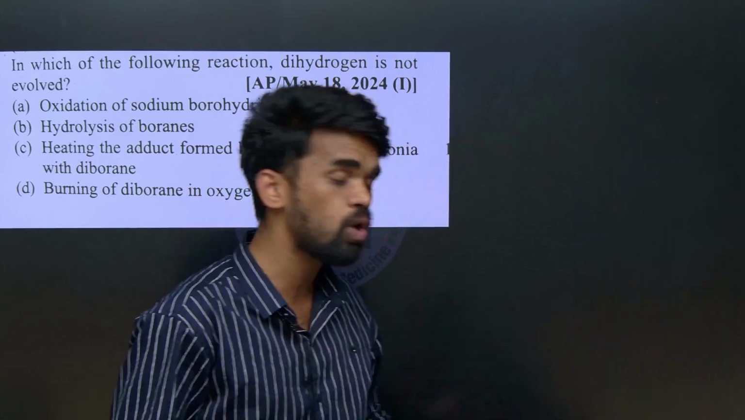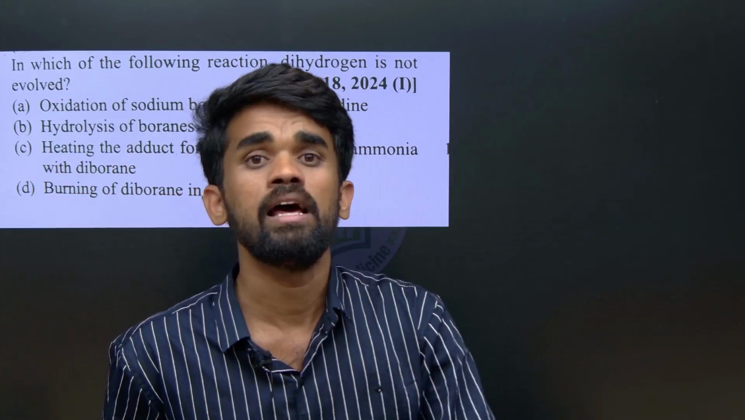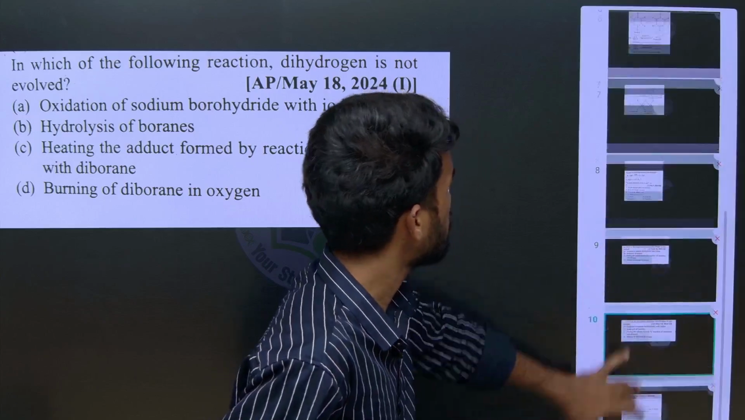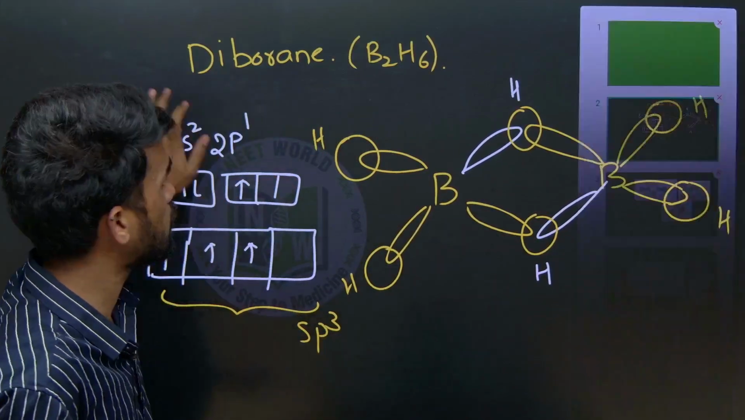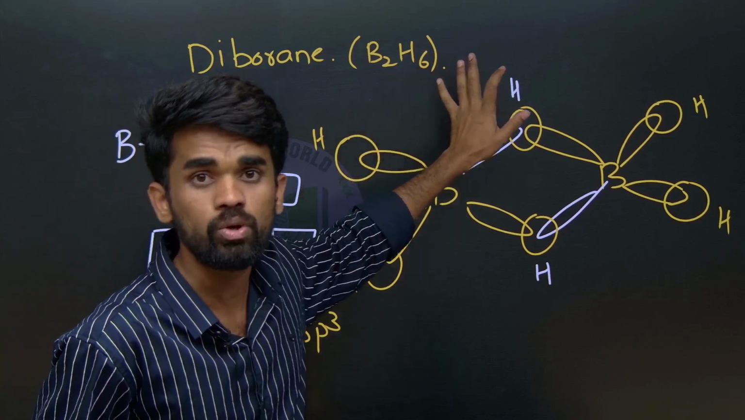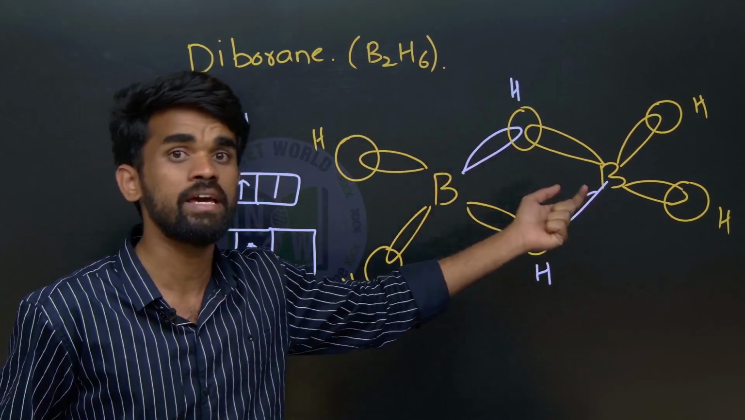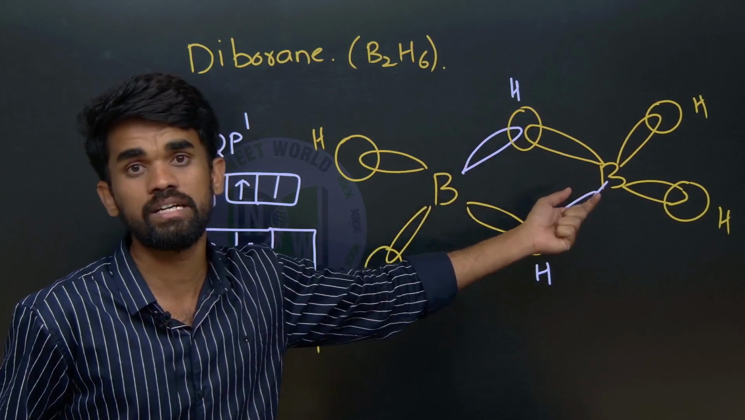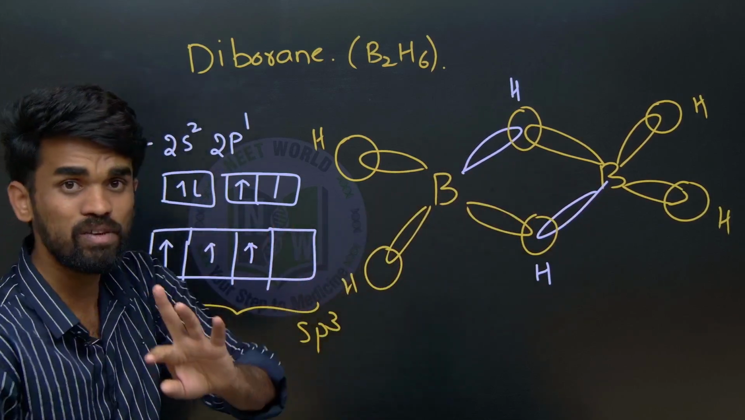In order to answer all these questions, we need to know some basic theoretical explanation. We need to have some idea on the theory based on diborane. So diborane has the chemical formula B₂H₆. It contains two boron atoms. Each boron atom has sp3 hybridization. What is the hybridization? sp3. This is one of the important points here.